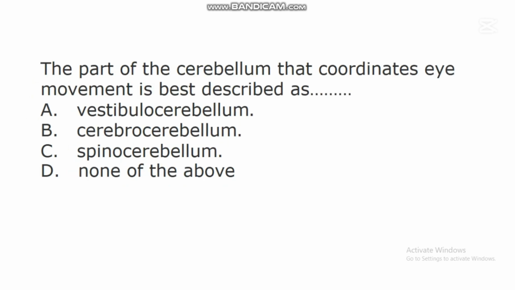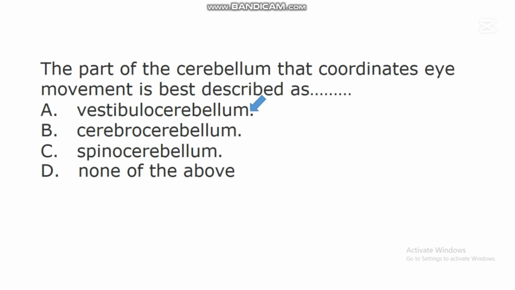The next question says, the part of the cerebellum that coordinates eye movement is best described as dash. A. Vestibulocerebellum. B. Cerebrocerebellum. C. Spinocerebellum. D. None of the above. In this question, the correct answer is A. Vestibulocerebellum. Vestibulocerebellum is the part of the cerebellum that coordinates eye movement.